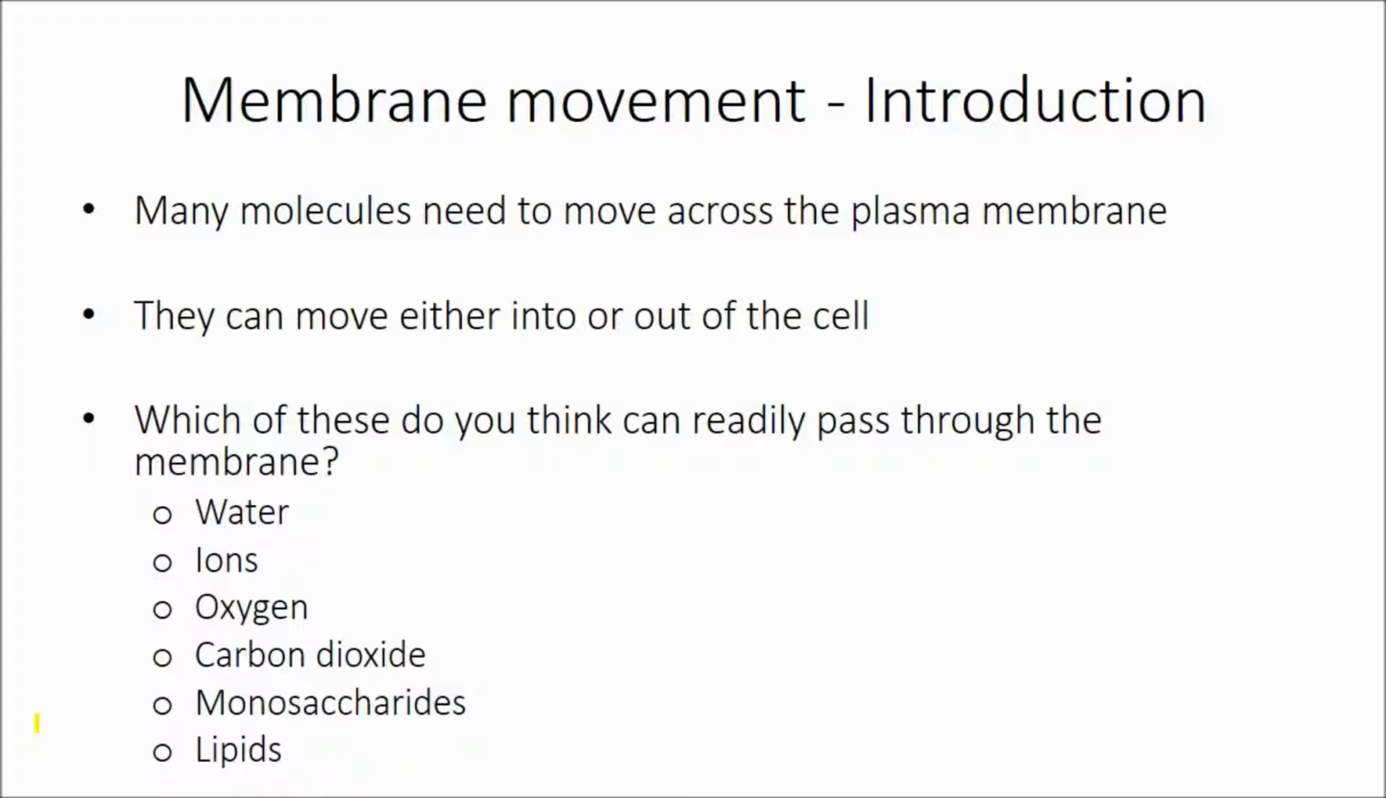Taking some time now to look at it, hopefully you will have remembered from our previous session that the plasma membrane has an insoluble double lipid structure that prevents molecules that are easily dissolvable in water from passing through. So water, ions, and monosaccharides can't easily pass through the membrane because they naturally dissolve in water. Carbon dioxide, oxygen, and lipids, which are usually insoluble and non-polar, are able to pass through the plasma membrane.